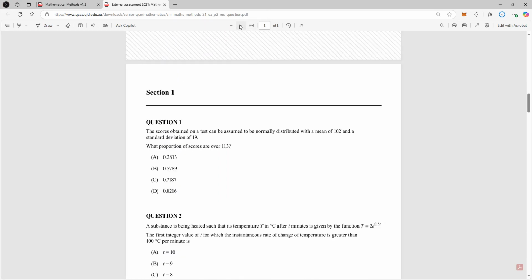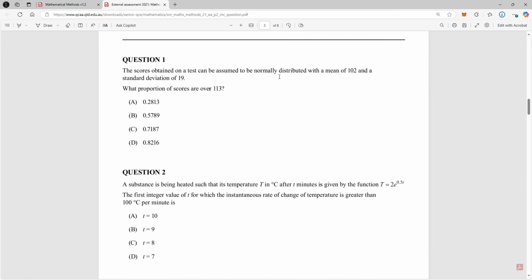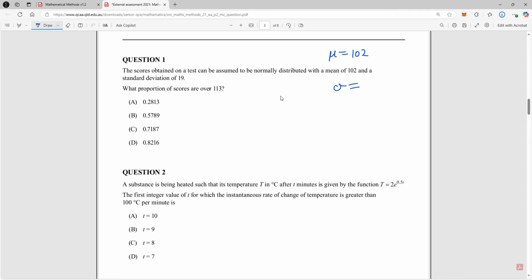So, question 1. The scores obtained on a test can be assumed to be normally distributed with a mean of 102 and a standard deviation of 19. Okay, so straight away, mu is 102, which is the symbol for the average, and the standard deviation is 19. What proportion of scores are over 113?